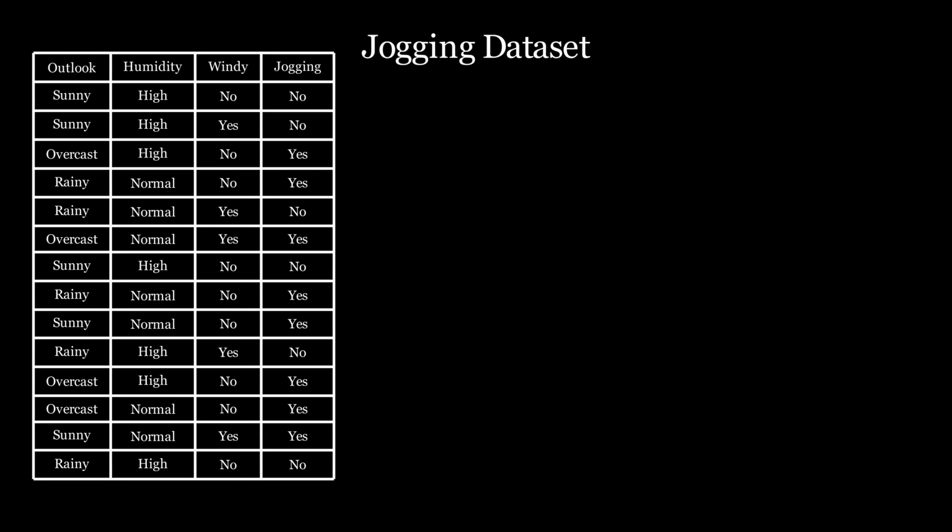Let's consider a simple dataset about whether a person will go jogging based on weather conditions. First, let's calculate the entropy for the entire dataset. There are 8 yes and 6 no out of 14 samples. The probability of yes is 8/14 and for no is 6/14. Now, applying the entropy formula.